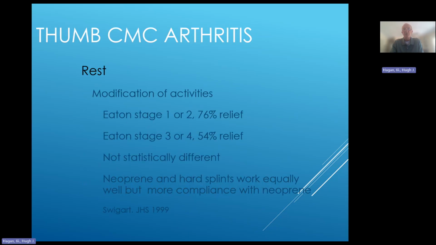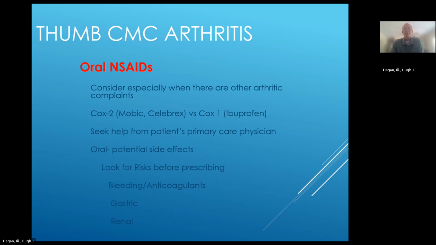Study by Swigert, presented in the Journal of Hand Surgery in 1999, really showed no significant difference by modification of activities with the results of treatment non-operatively. And that neoprene splints and hard splints and gloves all work equally well, but there tends to be a bit more compliance with things that are comfortable. So hard splints can often be discarded. There are a variety of splints that can block MP hyperextension if that's a portion of the pathology, but oftentimes these are fixed deformities that don't respond to splinting of the MP joint.